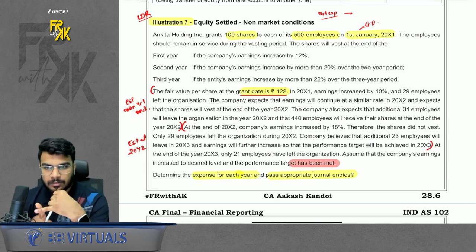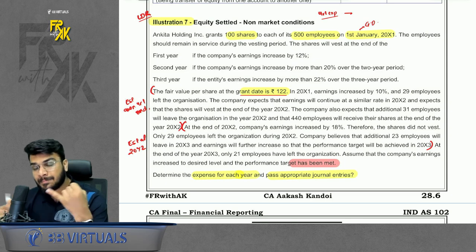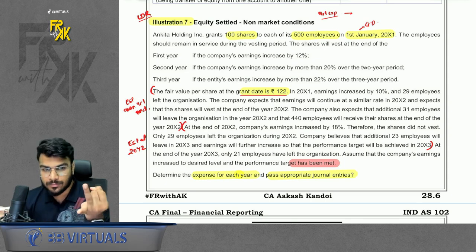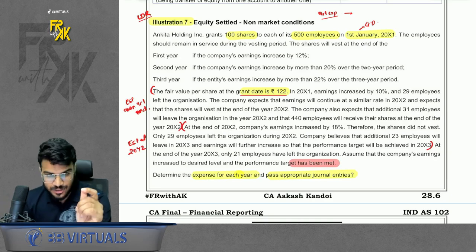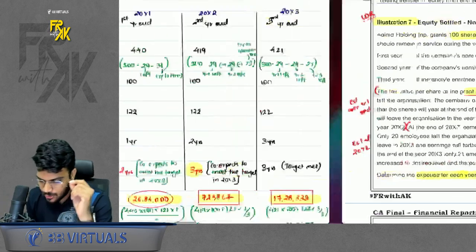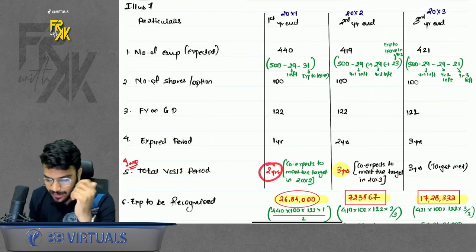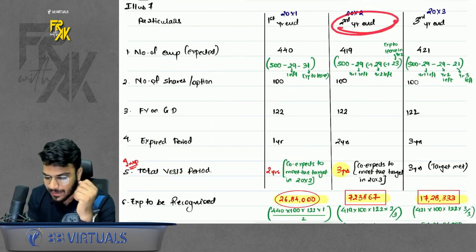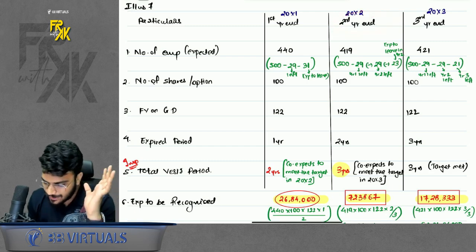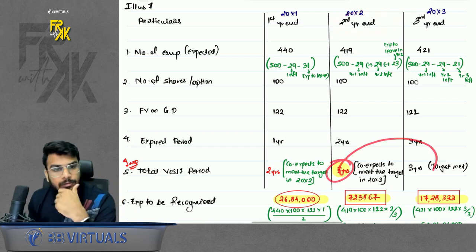That in the first year, the target is not met, and our expectation is that it will be met in year 2. This is our expectation in the first year, that it will be met in year 2. So the vesting period as per the first year will be 2 years. Of course, when you come to the second year, the target was not met, so the vesting period again becomes 3 years. Okay, so please solve this question.